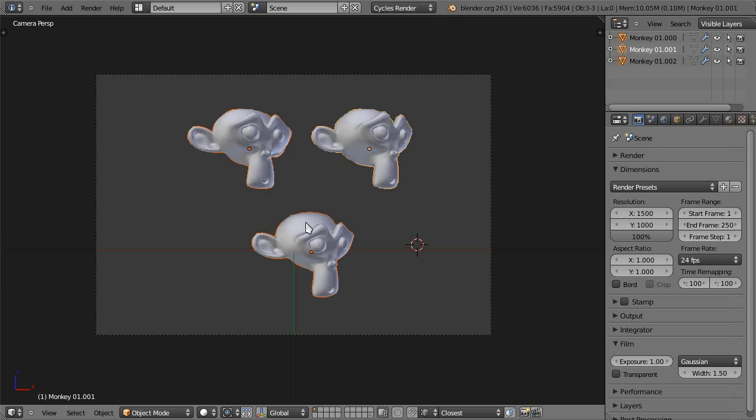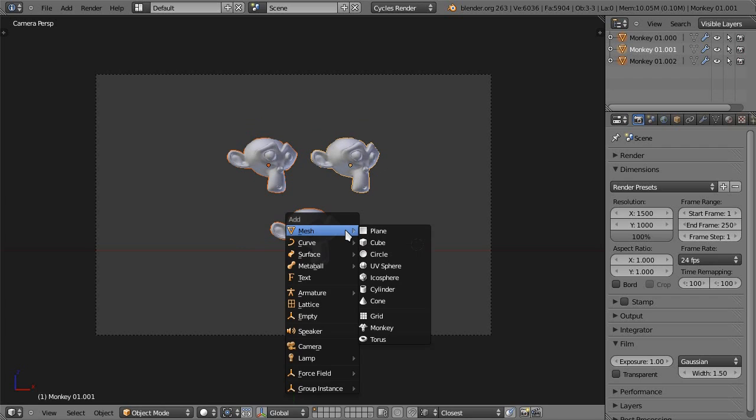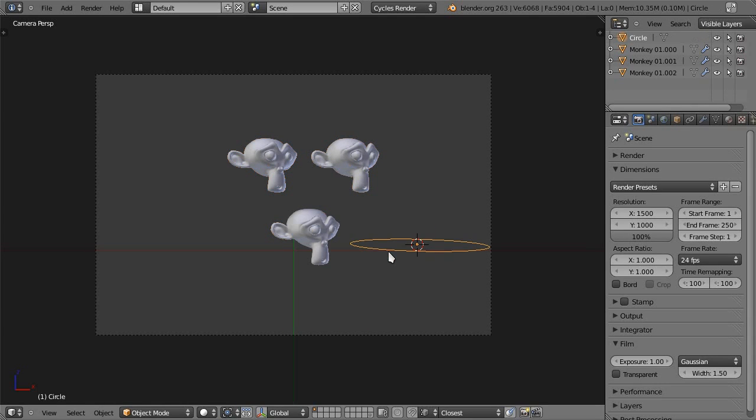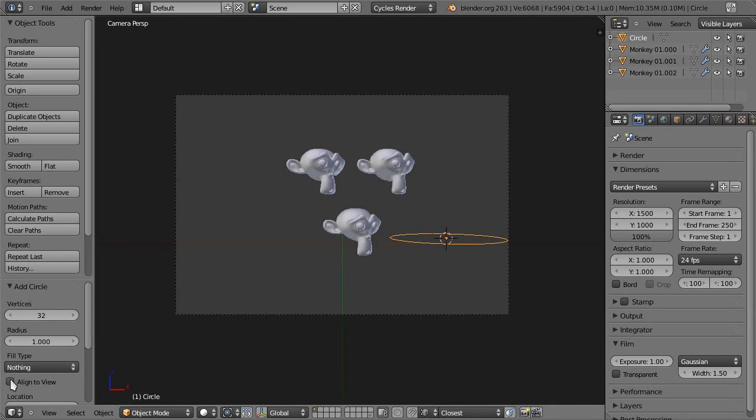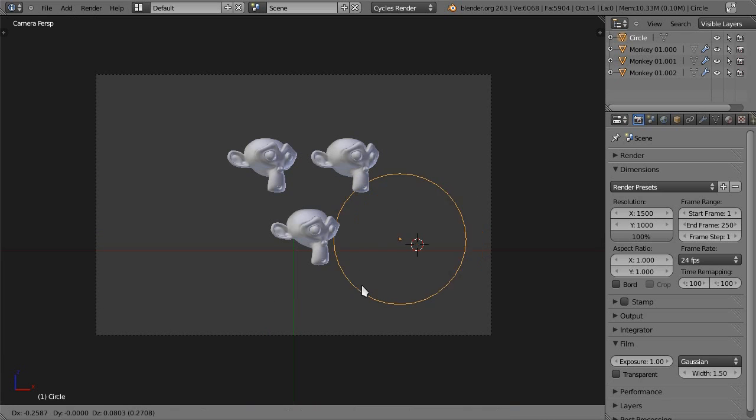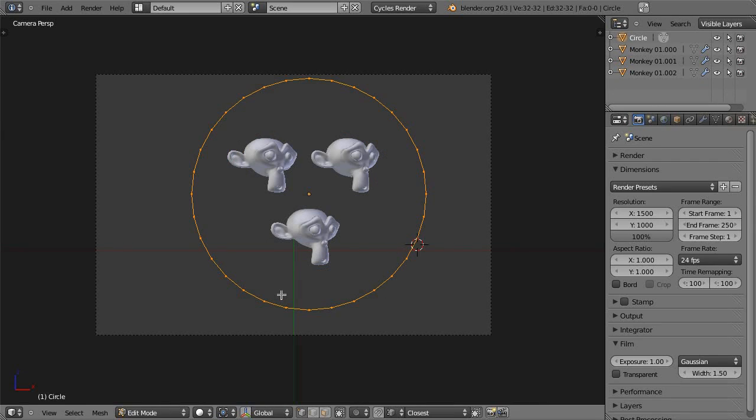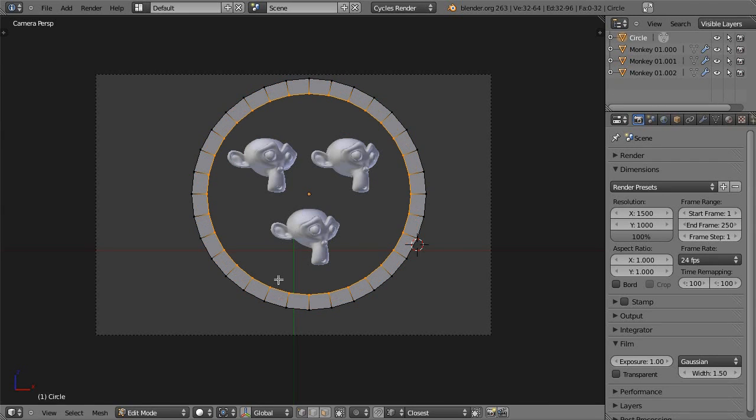Okay, so speaking of grabbing attention, circular shapes have that exact effect. They draw you into whatever is inside of them. Let me grab a circle here. There we go. Let's align it to view. Put it right in the middle and scale it up. And yeah, let's extrude a little bit.